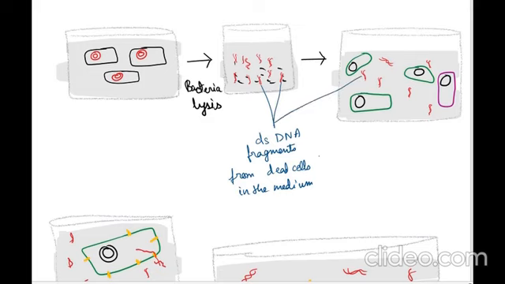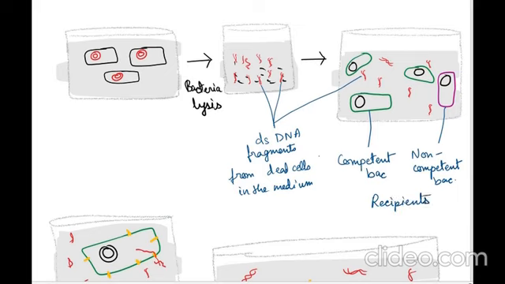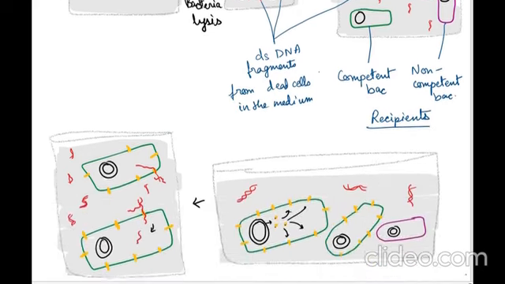Now, in the next one, I have drawn some green cells and some purple cells. The green cells are the competent bacteria, that means the bacteria that can take up this double-stranded DNA. And the purple ones are the non-competent bacteria. That means they cannot take up DNA, and both of them are recipients. Even though they are recipients, only the competent ones can take it up.